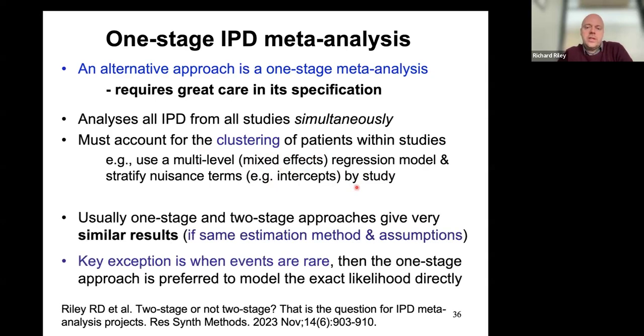Usually, one-stage and two-stage approaches give very similar results, particularly if you're using the same estimation methods and making the same assumptions. But if most studies in the meta-analysis have sparse numbers of participants or events, for example, some studies have 1 or 0 events for some outcomes, then the one-stage approach is going to be more exact and should be preferred. It tends to give results that have better statistical properties than the two-stage approach, for reasons which you can look into in this paper here. Two-stage or not two-stage, that is the question, if you want more details on that.